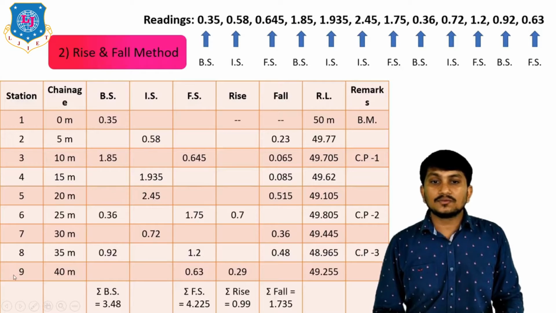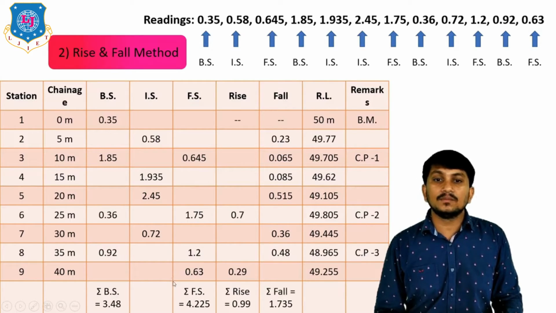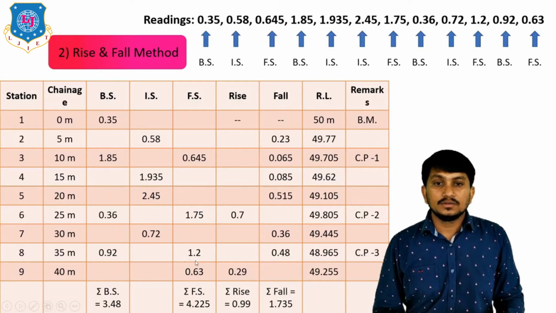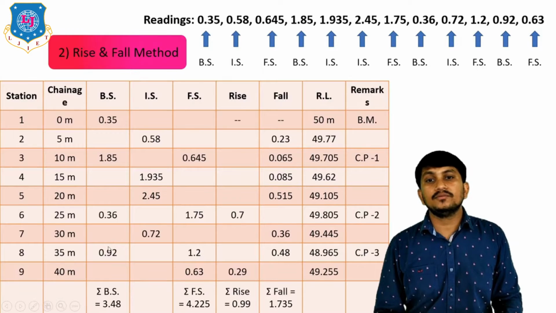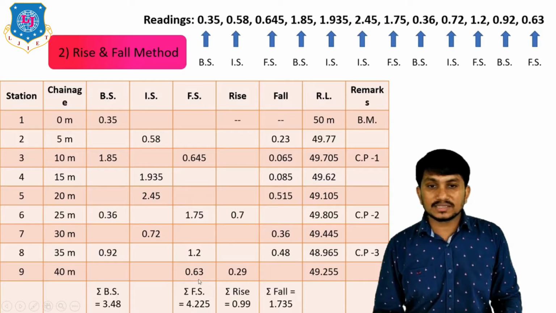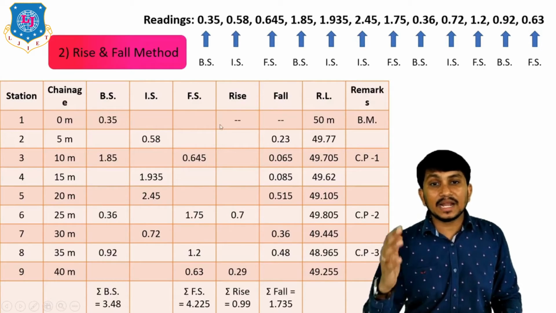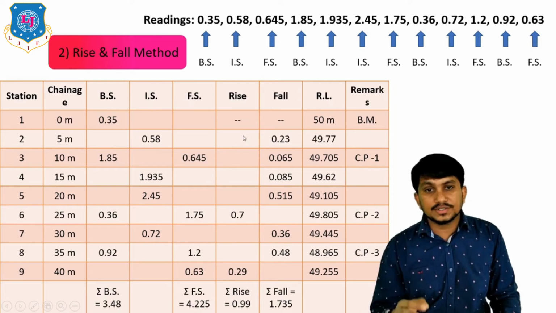And the last, the rise or fall of the ninth station, we can calculate by deducting 0.63 from 0.92. Why? Because this BS and FS reading are taken by the same setup. This 1.2 is taken by another setup, so we cannot use this reading. We have to use this reading for calculating rise or fall. So 0.92 minus 0.63 gives plus 0.29. Because of the plus sign, it is written in the rise column. So we can easily calculate the rise or fall of each station like this.